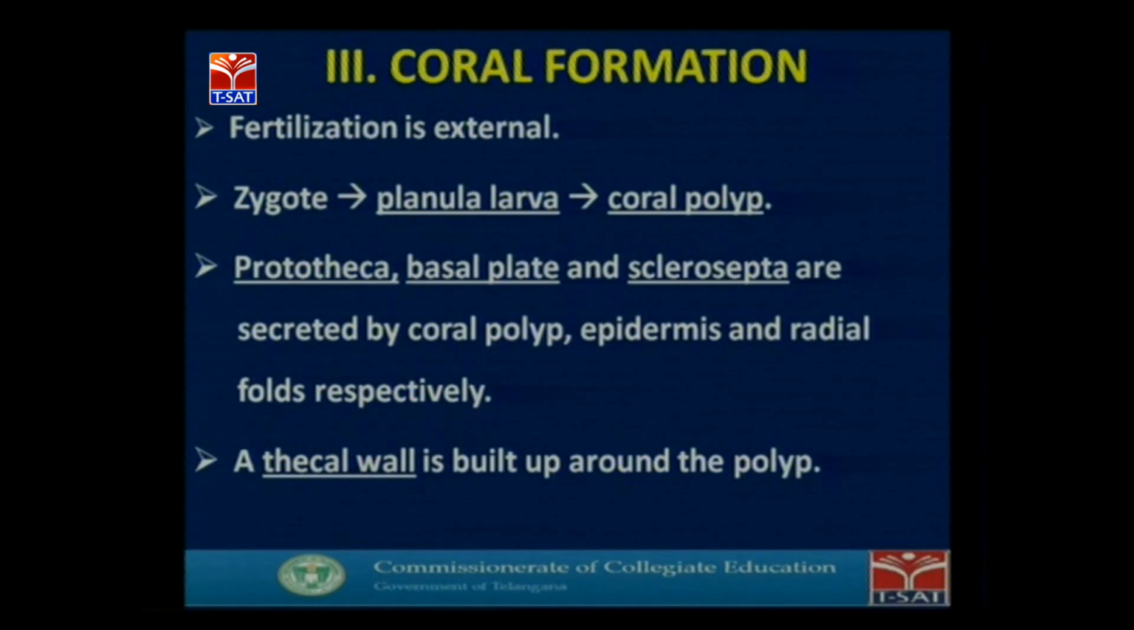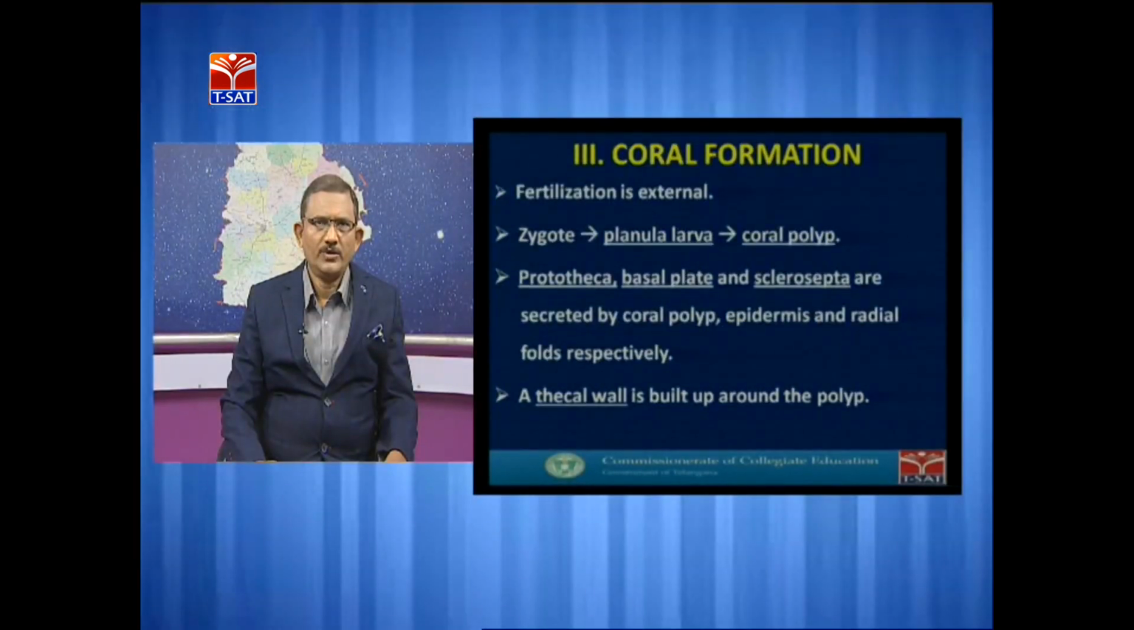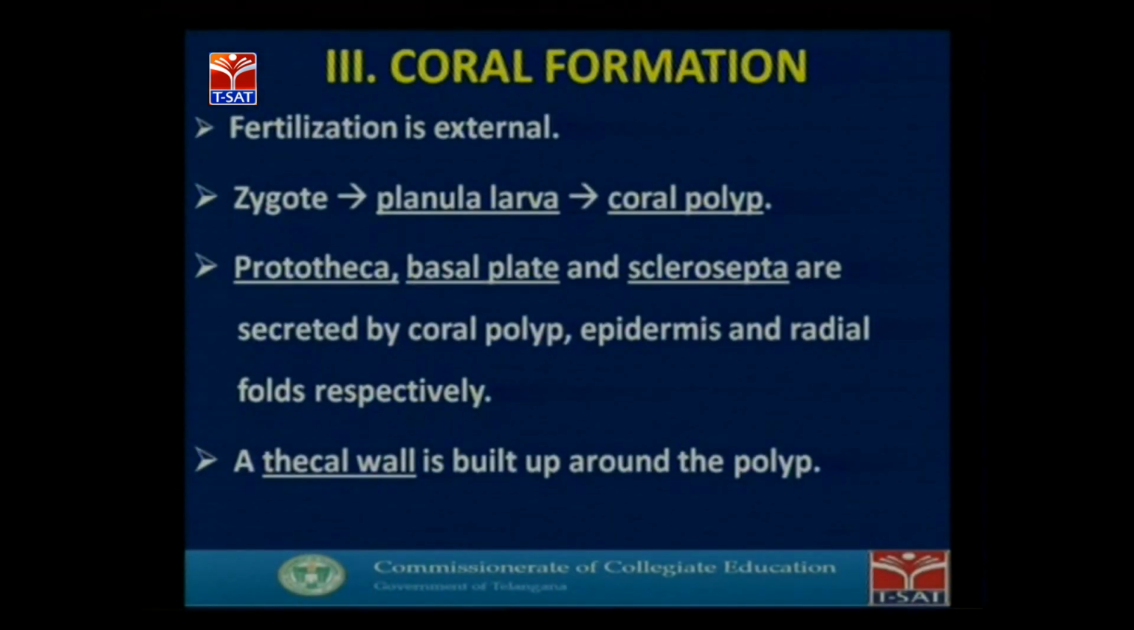And coming to the coral formation, the fertilization is of external type, which results in the formation of a zygote, that develops into a free swimming ciliated planula which undergoes metamorphosis to form a young coral polyp. We find some special structures called prototheca, basal plate, and sclerosepta, which are secreted by the coral polyp, epidermis and radial folds respectively. A thecal wall is built up around the polyp.